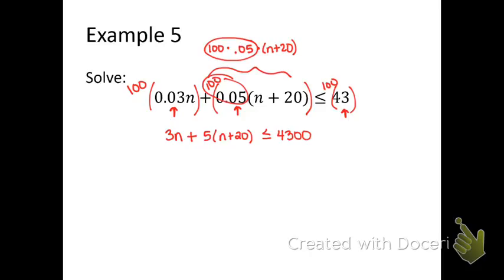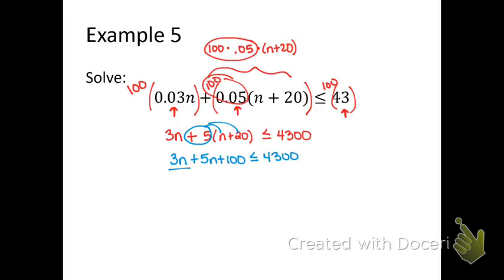Now for my next step, I'm going to distribute that 5 in that second term. So I'm going to keep that 3n. This is a positive 5, so distribute it. So plus 5n plus 100. My inequality symbol is going to stay the same, and I have 4,300.